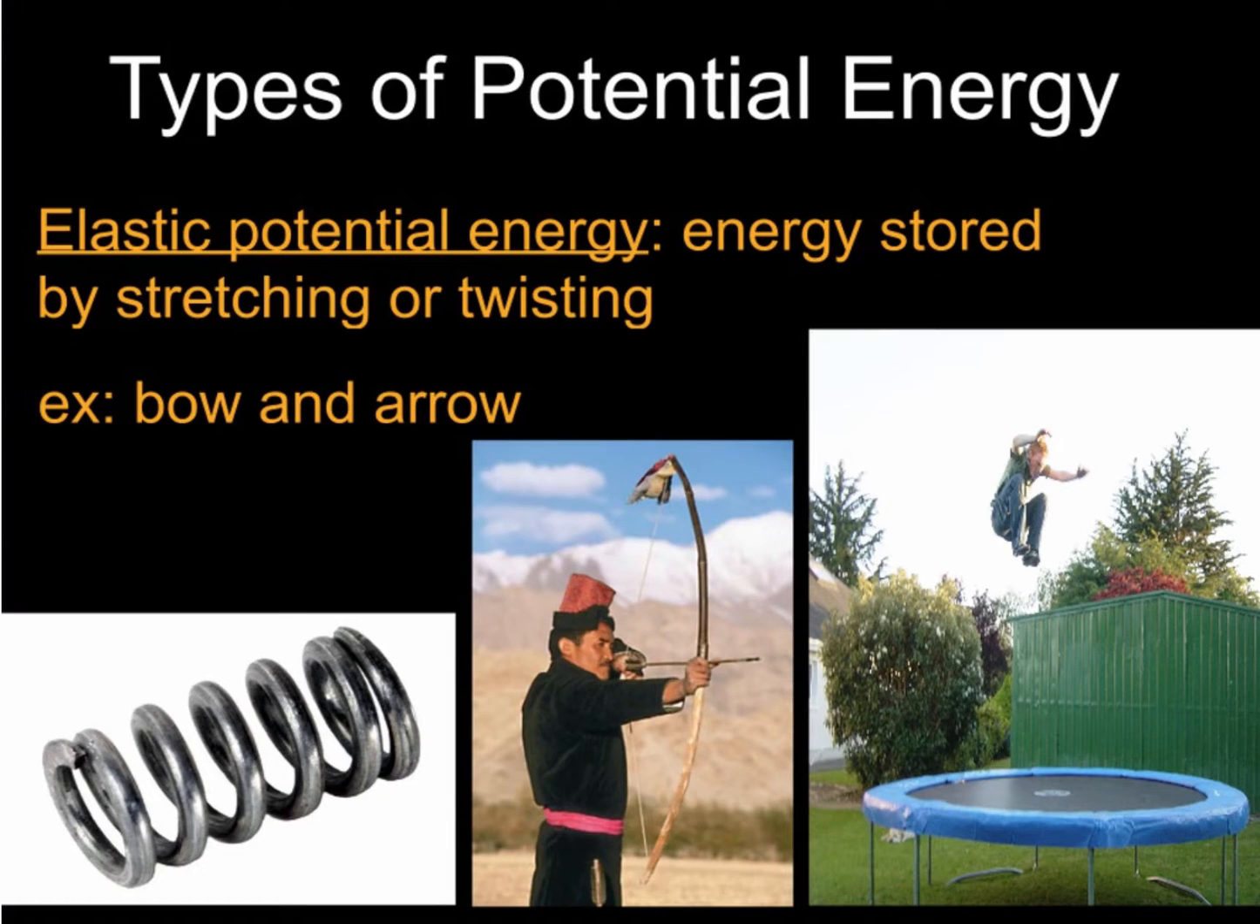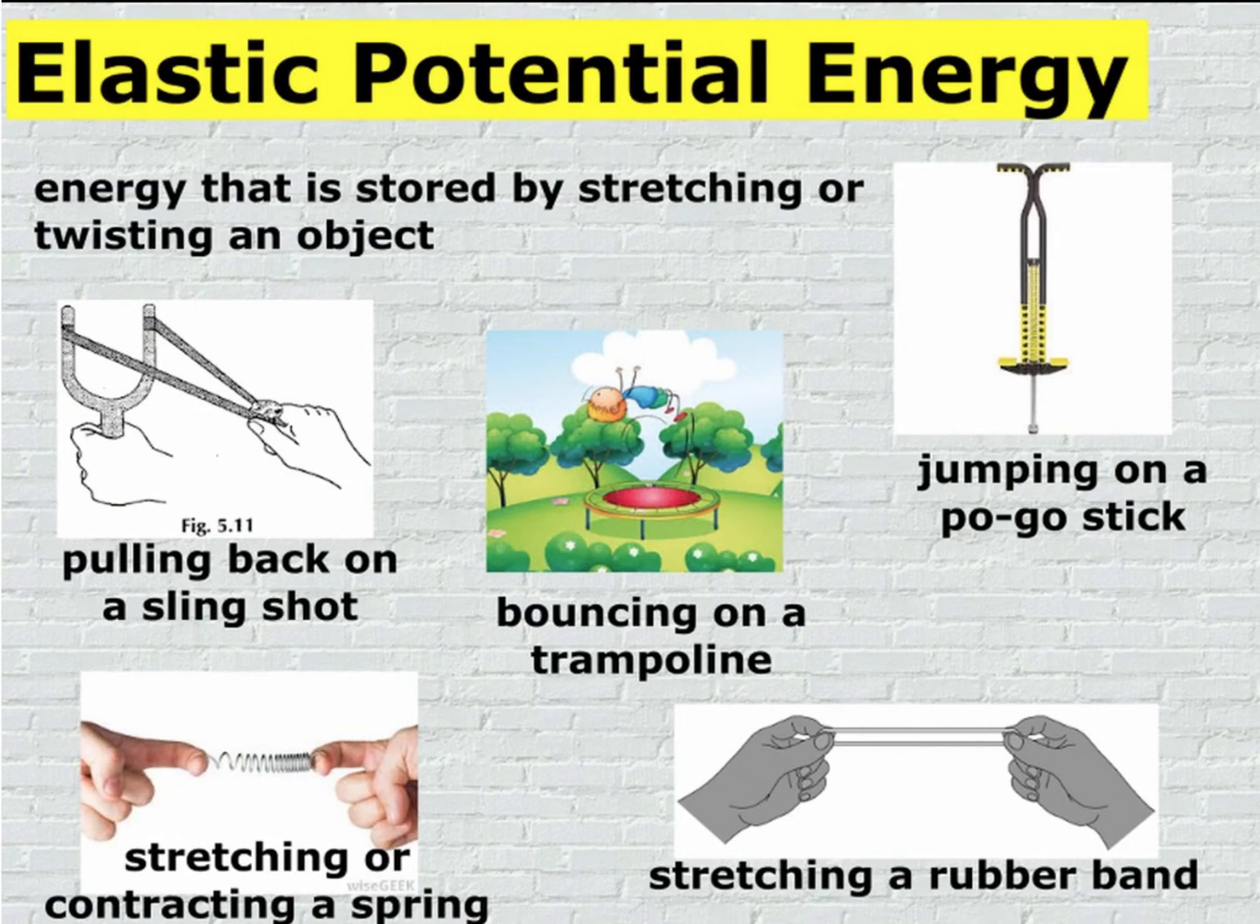Okay, now you have elastic potential energy, which is energy that's stored by stretching or twisting something. Good examples of this would be a bow and arrow, or a rubber band, bouncing on a trampoline, or anything with a spring. Here's some more examples of elastic potential energy. Remember that compressing or pulling on something can be elastic potential.